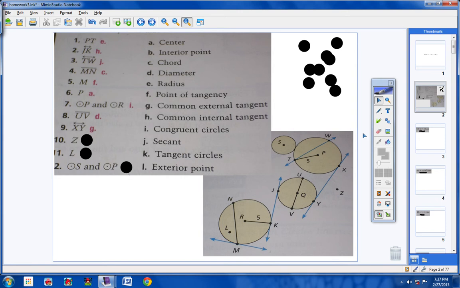Letter Z is just hanging out here in oblivion, and we call that the exterior of a circle. It's not on the inside, and it doesn't lie on the circle, so we call that the exterior of a circle, and exterior point would also be the same thing.